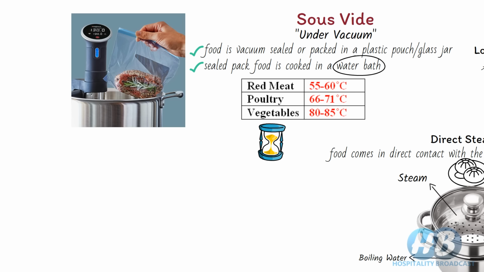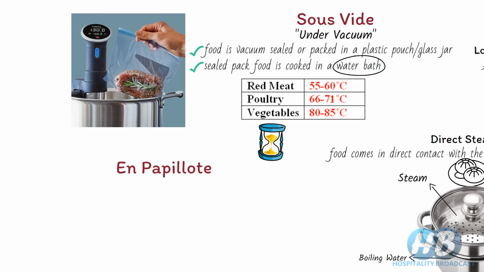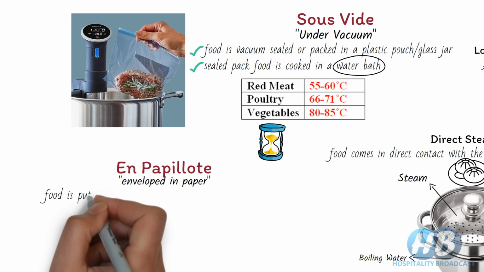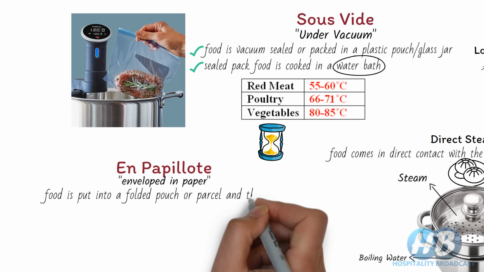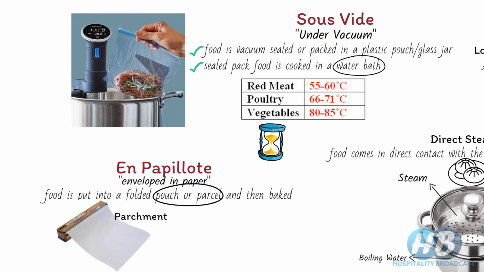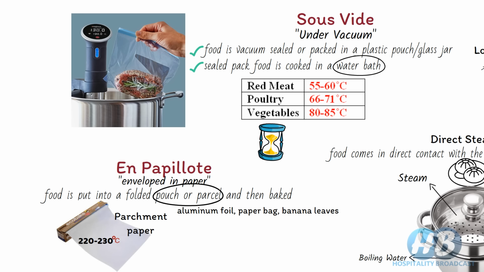One more traditional method similar to sous vide is en papillote, which is also a French term that means enveloped in paper. In this method, food is put into a folded pouch or parcel and then baked. A pouch or parcel is usually made from parchment paper which can withstand normal baking temperature. But other materials could be used such as aluminum foil, paper bag, and in some Asian regions banana leaves are used. This method is more popular for cooking fish. After cooking, this parcel may be opened directly before the guest on their table.